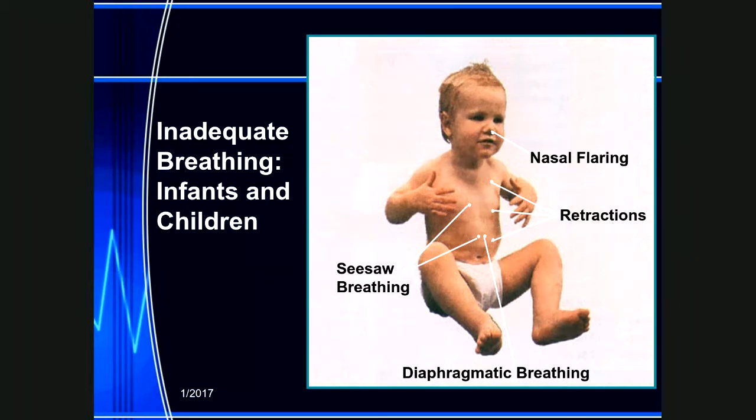They're using accessory muscles to breathe, so that's where our intercostal muscle retractions come from. And the belly breathing, being in a seesaw motion, the chest and the abdomen will alternate movement. And those are distinct signs of inadequate breathing in children.